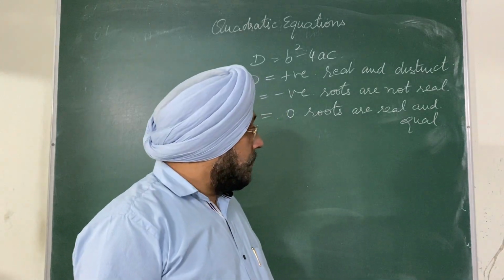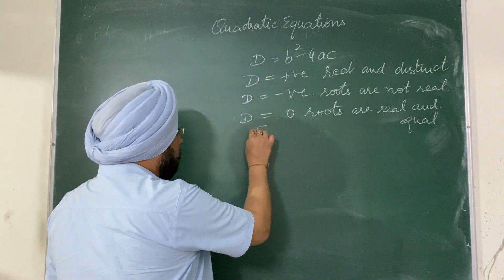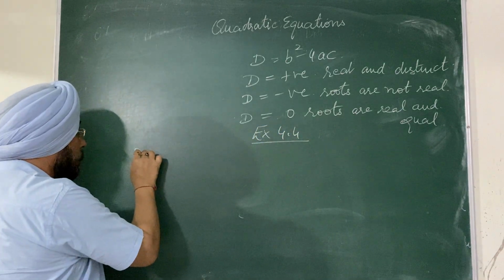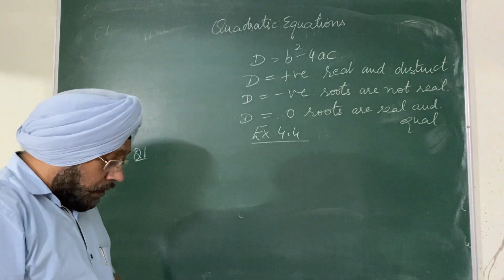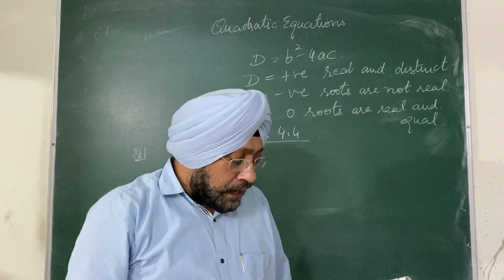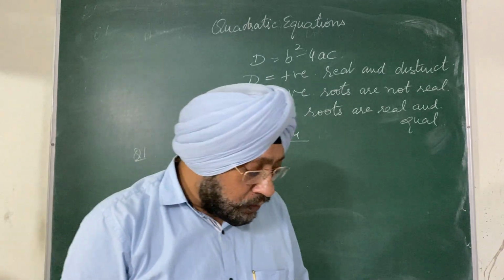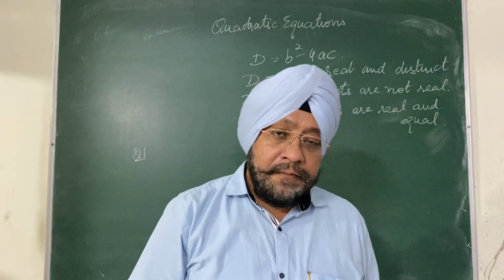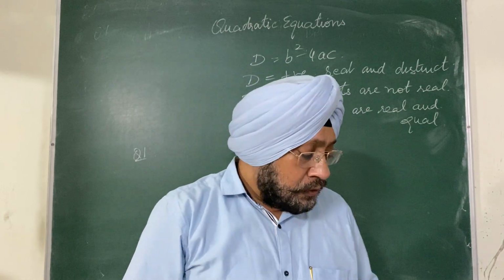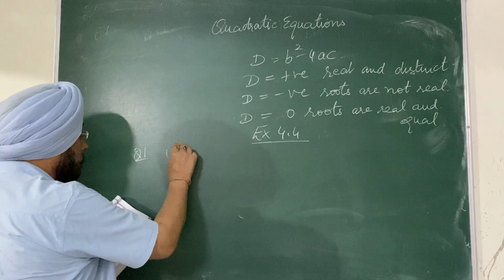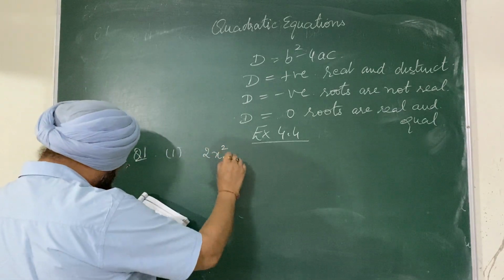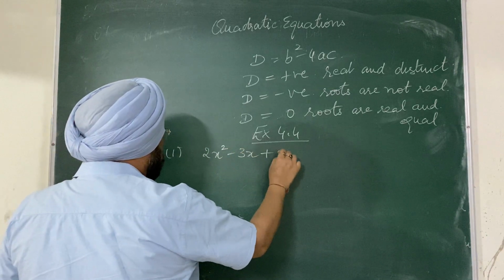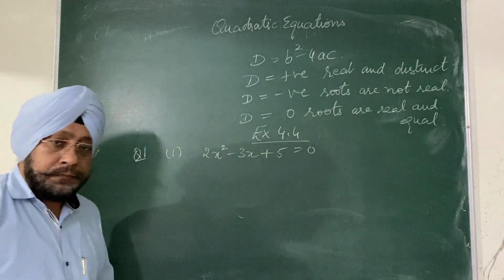Now let's start the exercise. Exercise 4.4, sum number 1. The first sum is: find the nature of the roots of the following quadratic equations. If the real root exists, then we have to find it. So first of all, we have the equation 2x squared minus 3x plus 5 equals 0.